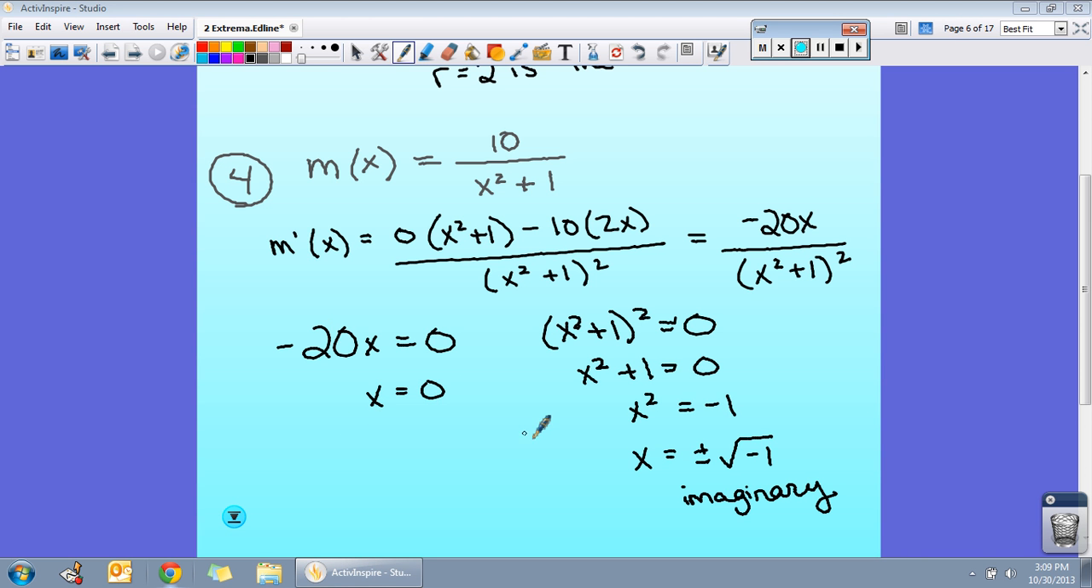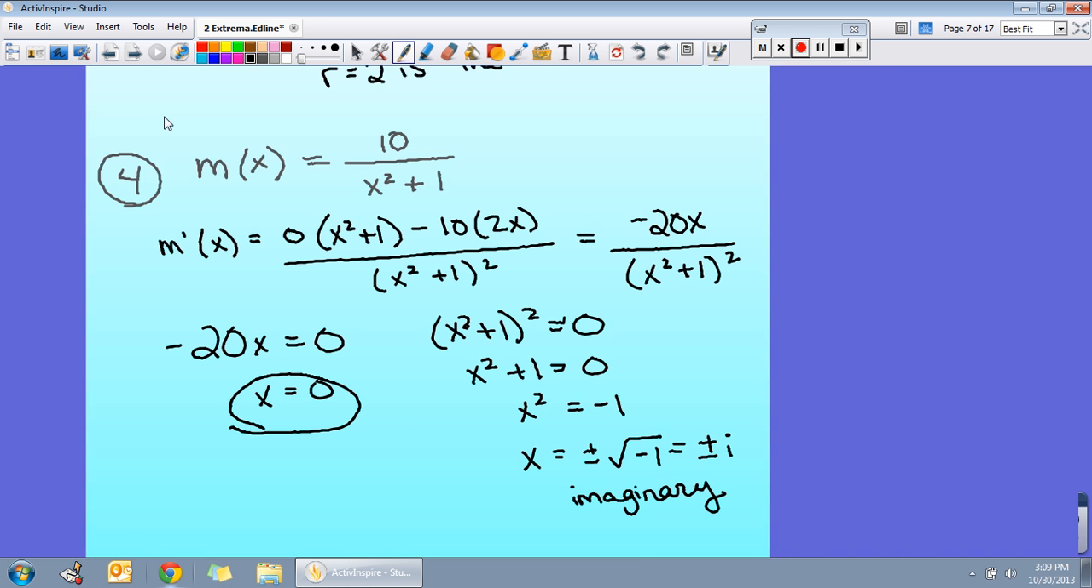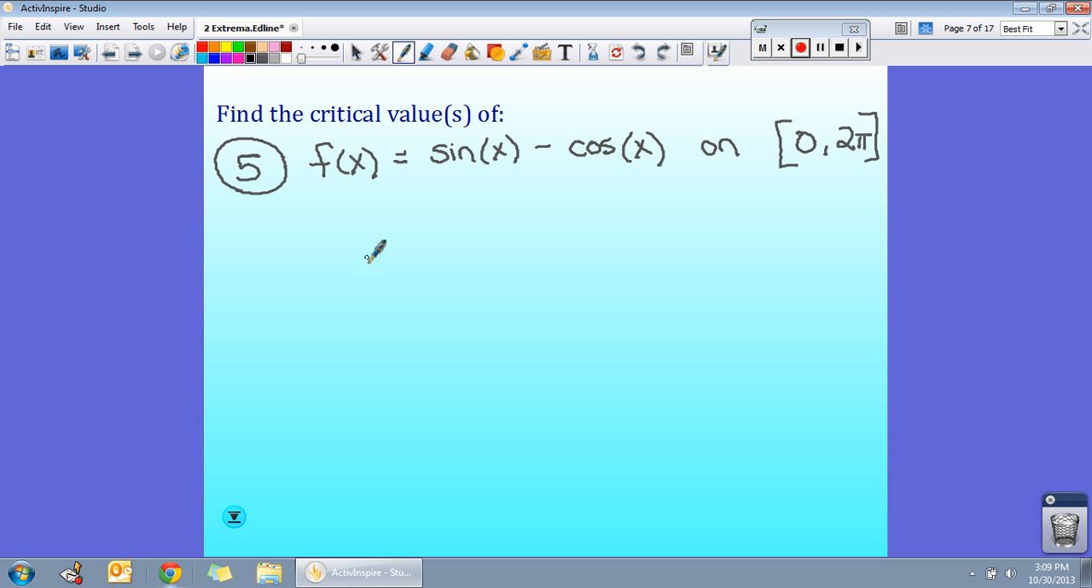When you solve for the numerator, you're going to get x equals 0. When you solve the denominator, you're going to get x equals plus or minus the square root of negative 1, which, if you remember from Algebra 2, is plus or minus i. That's an imaginary root, so the only critical value of m of x is x equals 0. Now let's try our final example for critical values, number 5.